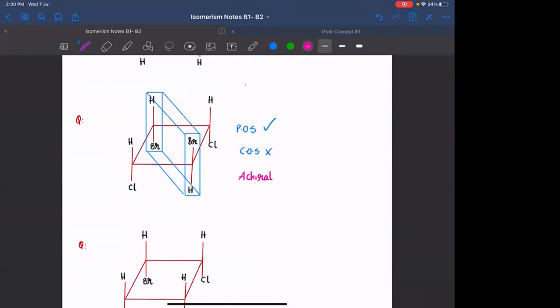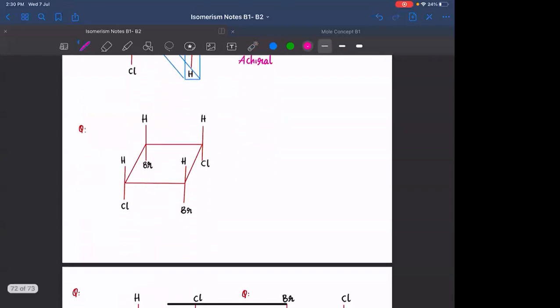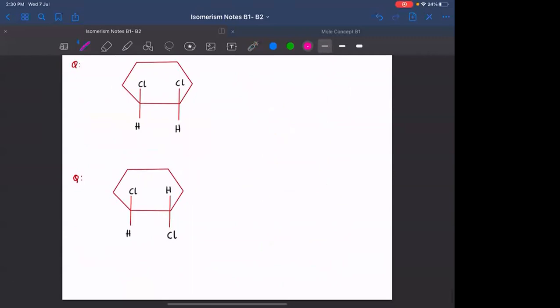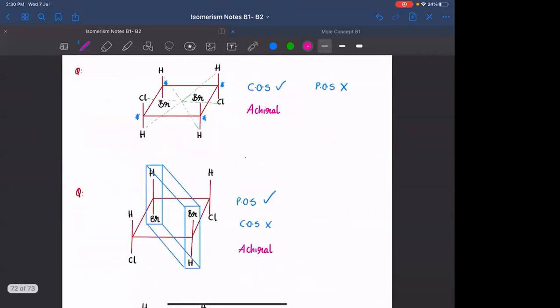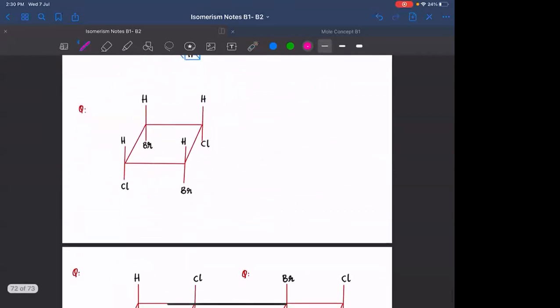Any doubt, anyone? Okay, solve these examples too. ये examples solve कर लेते हैं आज के लिए. After that, we will end the lecture. Solve these examples. Identify if the molecule is chiral or achiral by seeing if it is having center of symmetry or plane of symmetry.